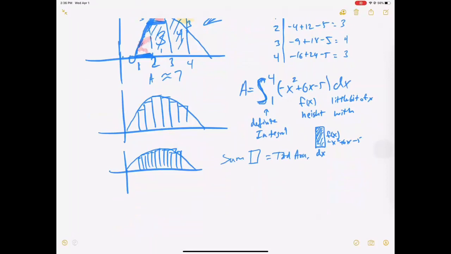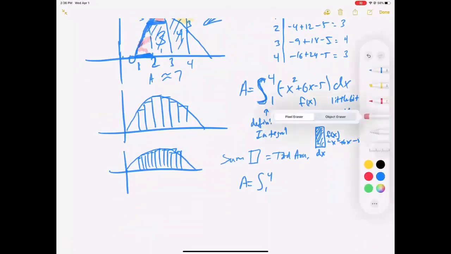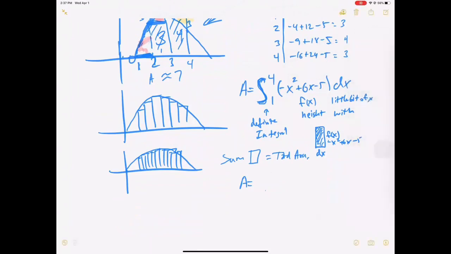So just take the integral. The integral here isn't that hard. A is equal to the integral from 1 to 4. Sorry, we already did the integral. We're going to take the antiderivative now. A is equal to, power rule for negative x squared plus 6x minus 5. The integral is negative x cubed over 3 plus 6x squared over 2 minus 5x. Everyone okay with that integral?